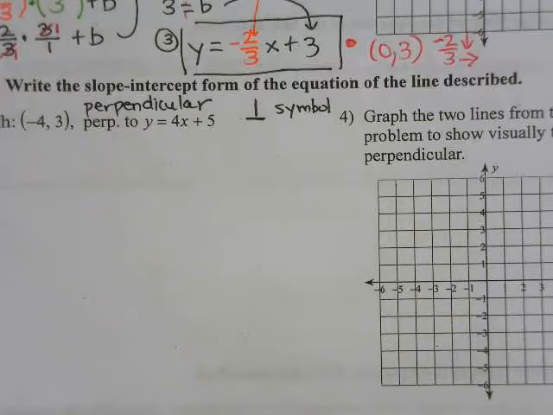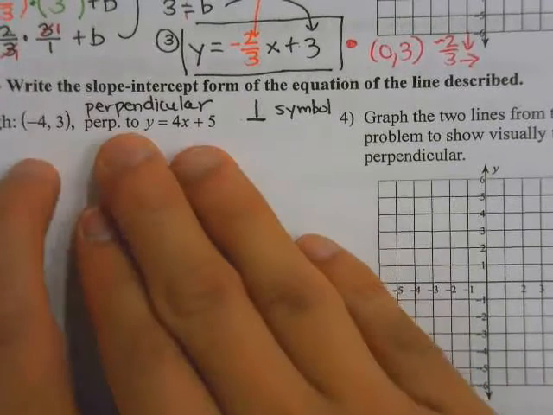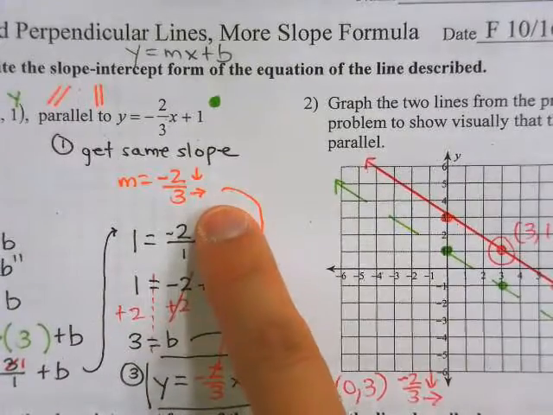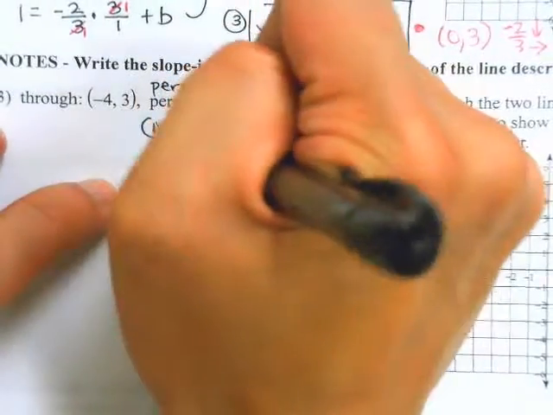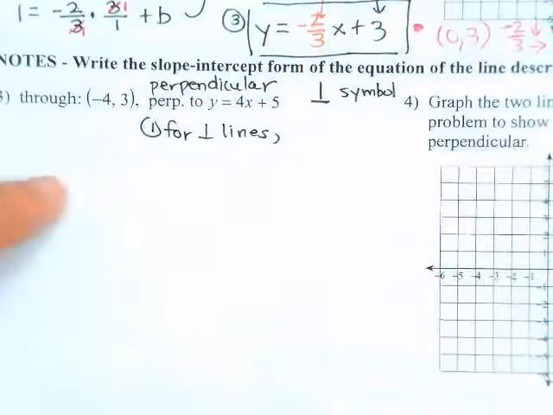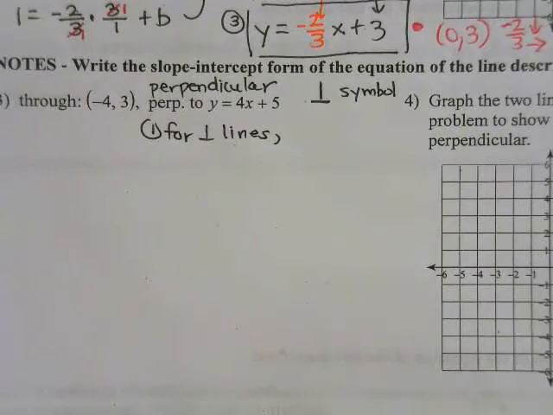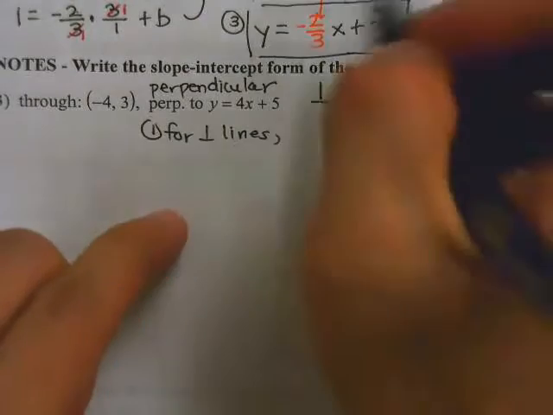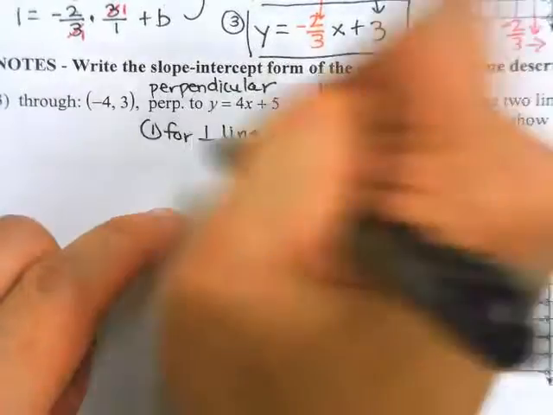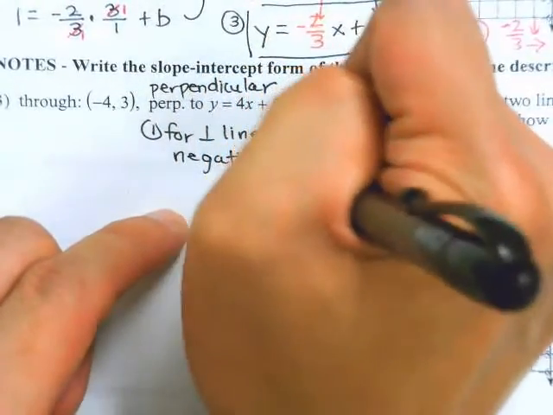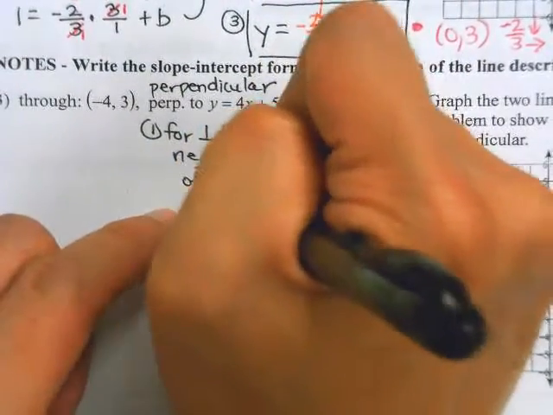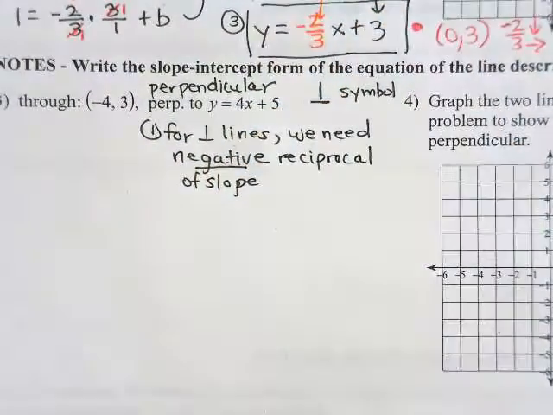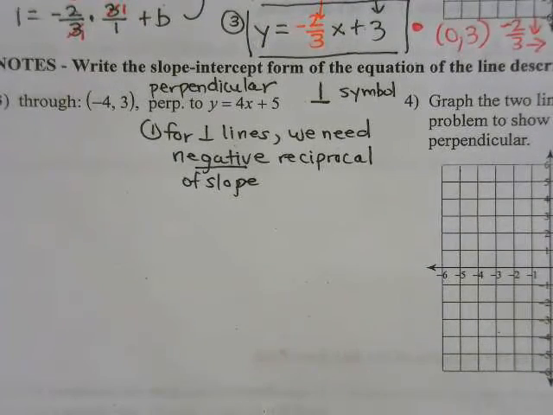To solve this, it's still going to be 3 steps, but your first step is just going to be a little bit different. Because we're not asking for parallel lines, this cannot be the same slope. We need to do something with this slope. For perpendicular lines, we need the negative reciprocal of the slope, so we can't use the same slope. For perpendicular lines, it's just a little bit different.